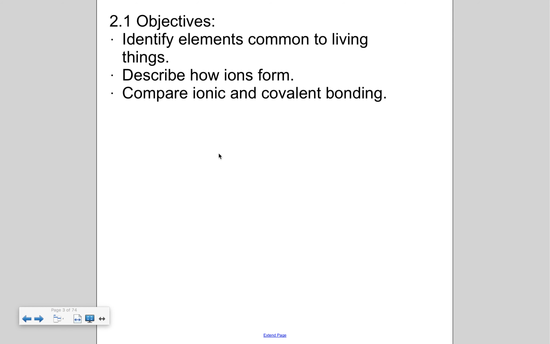Okay, so I'm going to cover the entire chapter 2 here. It's a pretty big chapter, so buckle up. Here we go. In this first section, I'm going to talk about elements and which elements are common to living things, describe how ions form, and then how atoms form bonds.